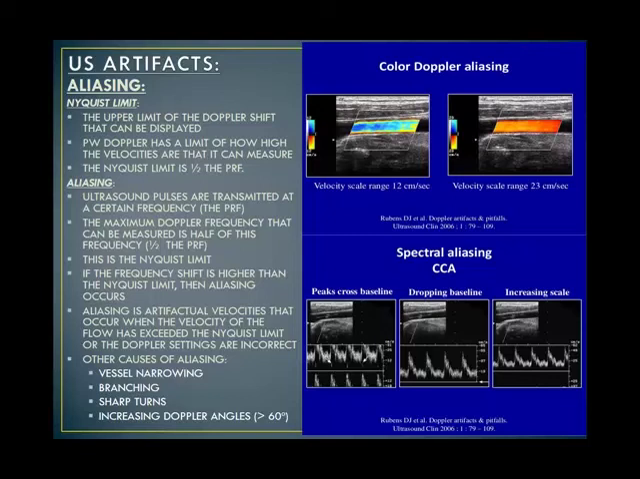But basically what aliasing means is you start seeing colors that are not the color you should be. So here's normal, and here's aliasing. You're getting all these artifactual colors. And you can also see it on spectral Doppler with your waveform. So here's normal, where you can see the whole waveform. And then here, you're starting to cut off part of your waveforms. So these are forms of aliasing.